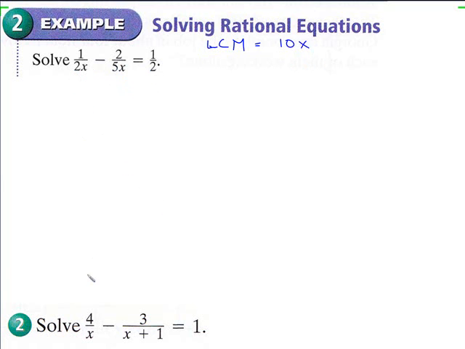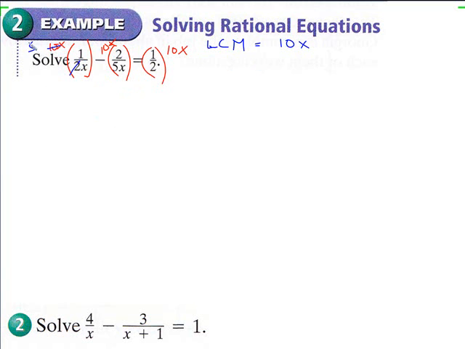So what you're going to do now is, once you've found the LCM, you're going to multiply each one of these fractions, each one of these terms, by whatever the LCM is. So you're going to multiply this by 10x. You're going to multiply this by 10x. You're going to multiply this by 10x. So whatever the LCM is, that's what you're going to multiply everything by. The reason why you do that is because, if you're doing it correctly, it should get rid of all your denominators. So the 2 and the 10 reduce, right?